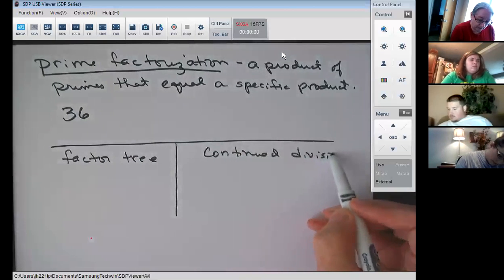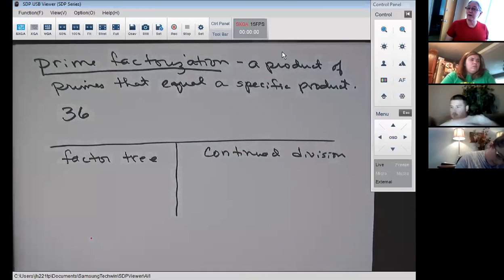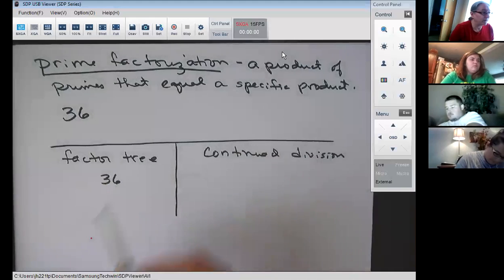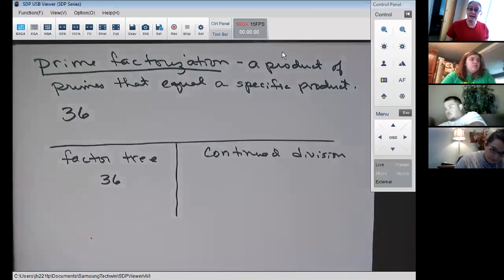And I don't really care which method you use. I wanted you to be aware of both of them. Factor trees are pretty common for a lot of people to use, and you basically, as long as you know any 2 facts that will multiply together to give you 36. For different kids, that's going to be a different pair of numbers.